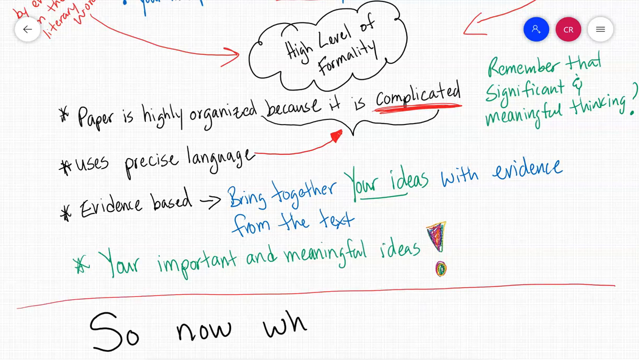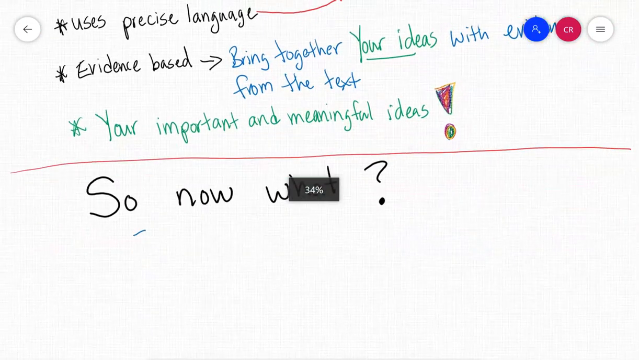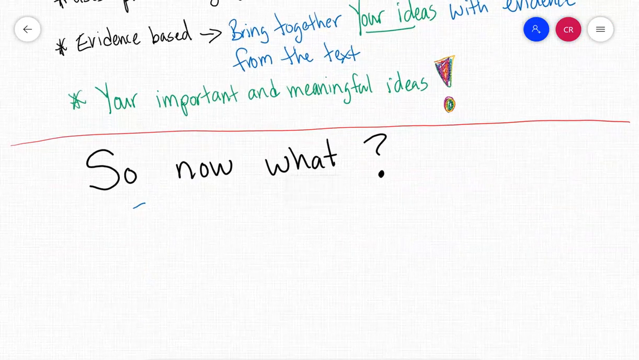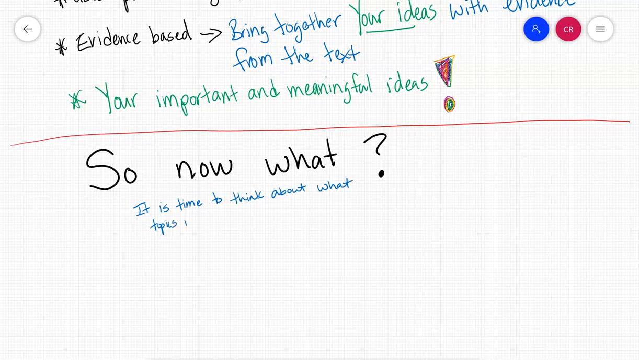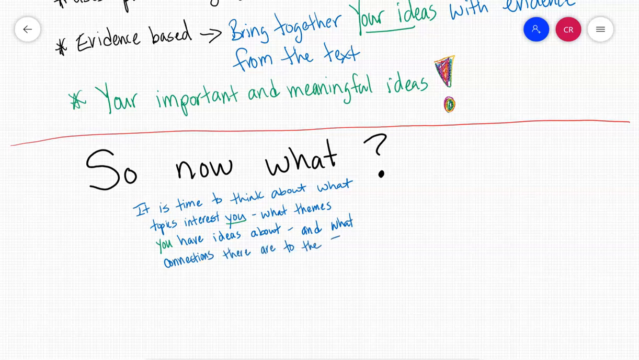So now what? You have everything together. Now what do you do? Well, that totally depends on where you are in the class and what your teacher asks you to do, if you're in HL Year 1 or HL Year 2. But in general, it is time for you to think about what topics interest you, what themes you have ideas about, and what connections you can make to the IB concepts.